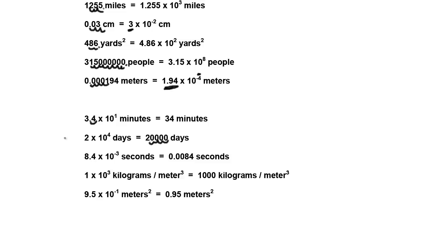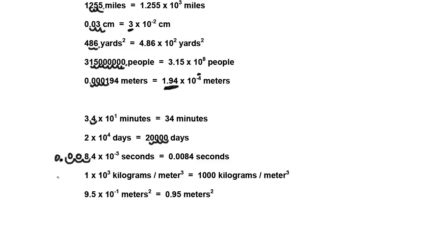8.4 times 10 to the negative 3 seconds. It's got a negative sign, so you know it's going to be a smaller number. So we bring that decimal point over not once, not twice, but 3 times. So that's going to give us 0.0084 seconds. 1 times 10 to the 3rd kilograms per cubic meter. It's going to be a bigger number. We're going to move that decimal point to the right. So 1, 2, 3 places to the right. That's going to give us 1,000 kilograms per cubic meter.